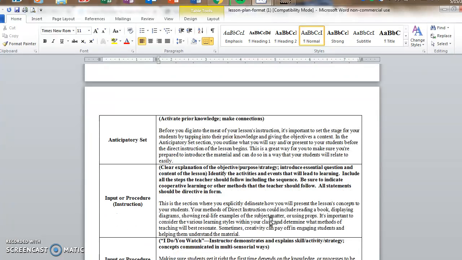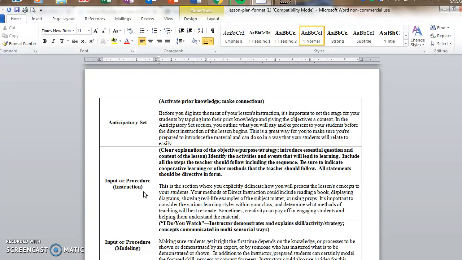Moving on to the next page, anticipatory set. So, activate prior knowledge, make connections. Before you dig into the meat of your lesson's instruction, it's important to set the stage for your students by tapping into their prior knowledge and giving the objectives a context. In the anticipatory set section, you outline what you will say and/or present to your students before the direct instruction of the lesson begins. This is a great way for you to make sure you're prepared to introduce the material and can do so in a way that your students will relate to easily.